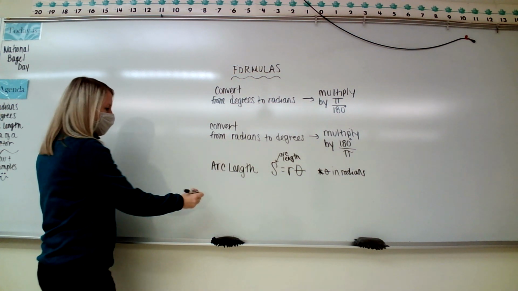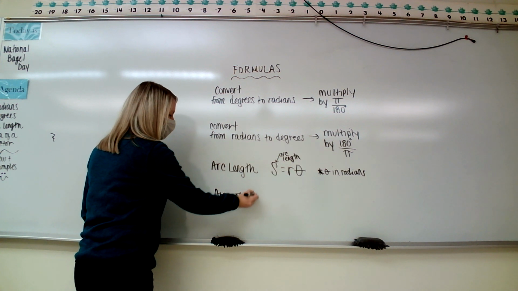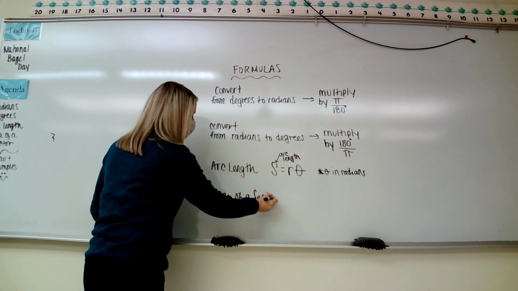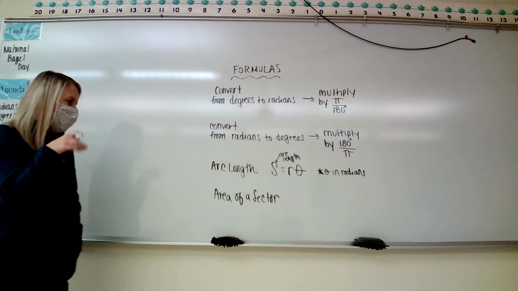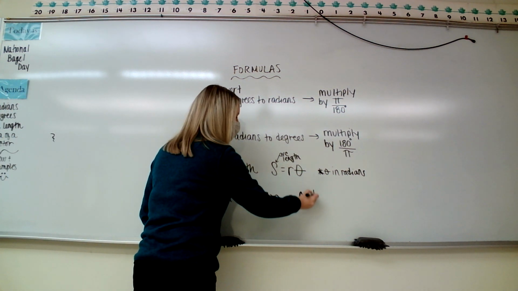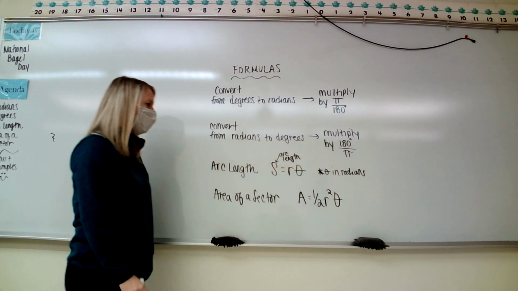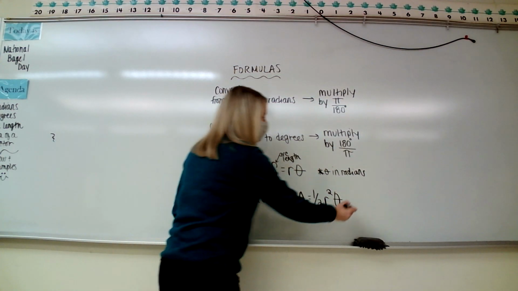And the last thing that we need is how to find the area of a sector. Basically, when you think about taking a piece of pie, how do you find the area of that? And here's our formula. A equals 1/2 r squared theta. And same thing, theta has to be in radians.